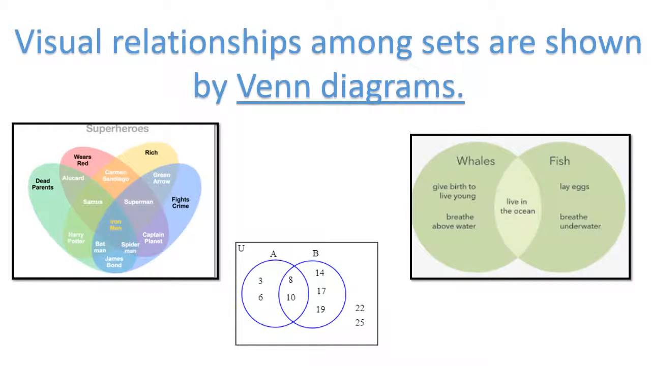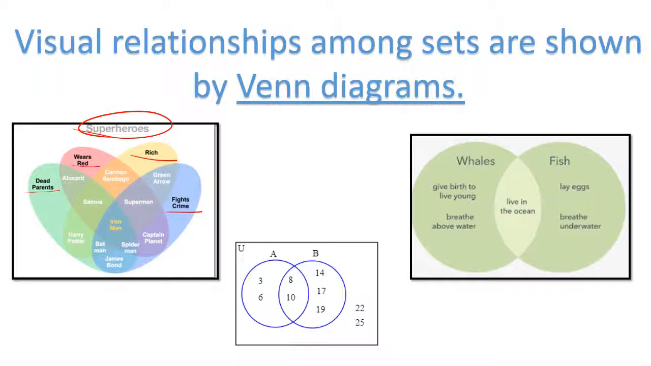Today we're going to talk about Venn diagrams. Venn diagrams are visual relationships between sets. Here are a few that are shown. In this first one, you'll notice we have superheroes. Some superheroes have dead parents, wear red, they are rich, and they fight crime. You'll notice how certain circles overlap each other. That Venn diagram graphically shows you quickly what characteristics match up.